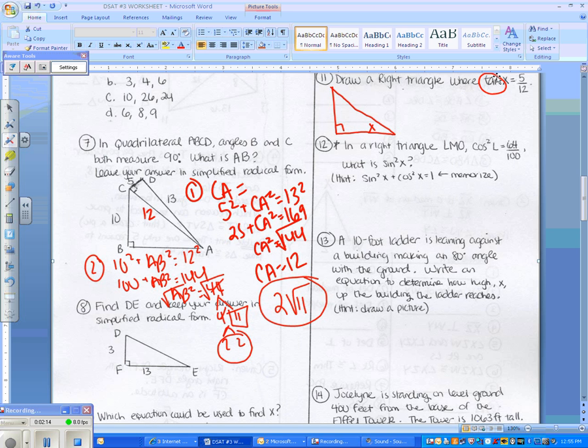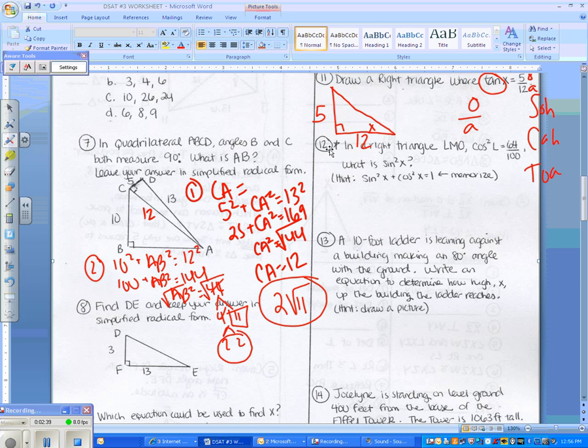Tan compares the opposite to the adjacent. Again, if you don't have this memorized by now, it's SOH CAH TOA. So tan compares opposite and adjacent. That means that this top number is going to be opposite of angle x. So 5 has to be here. And 12 is adjacent, not the hypotenuse, adjacent, touching it. So your triangle should look like this.